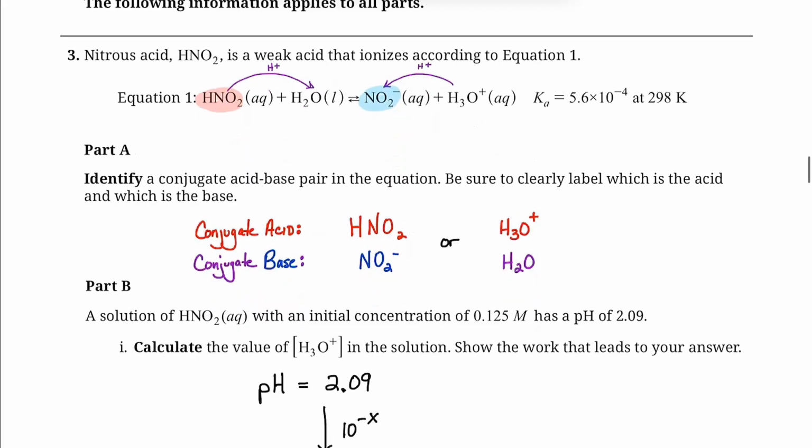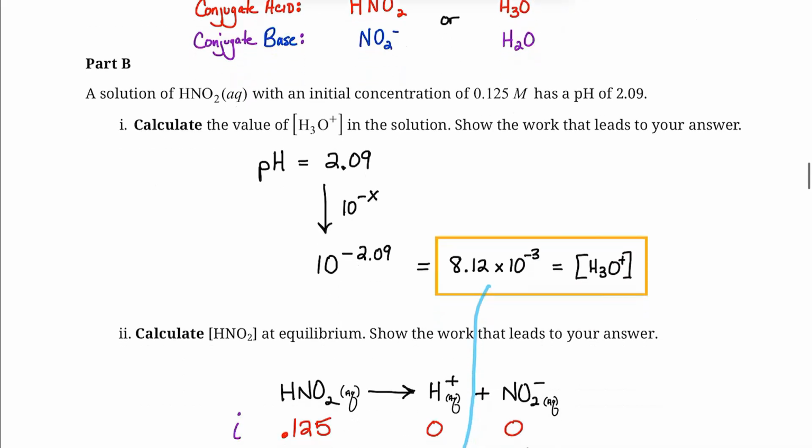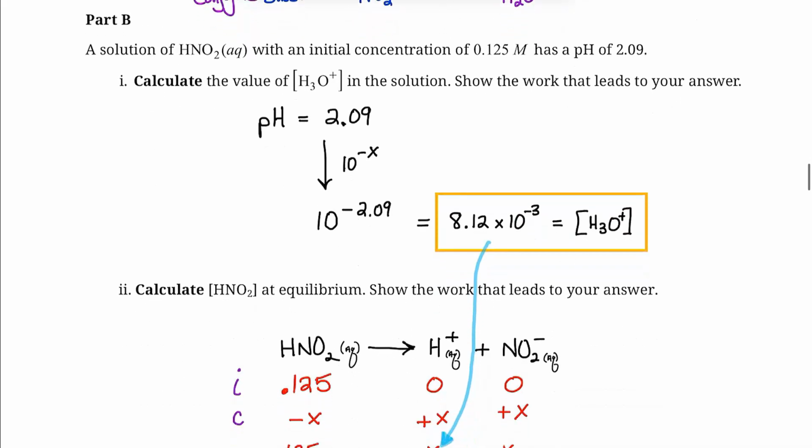So in part B-I it states, what we want to do here is calculate the value of the hydronium ion, which is the acidic part of water. That is, in my opinion, synonymous with H+. So you think about H+ concentrations, and they're synonymous with H3O+. So when you think about pH, what are we doing?